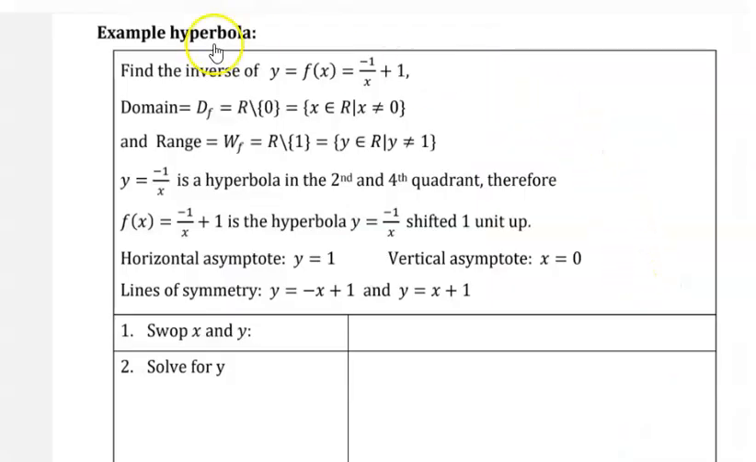Let us look at the hyperbola. I've got here a hyperbola, minus 1 over x plus 1.